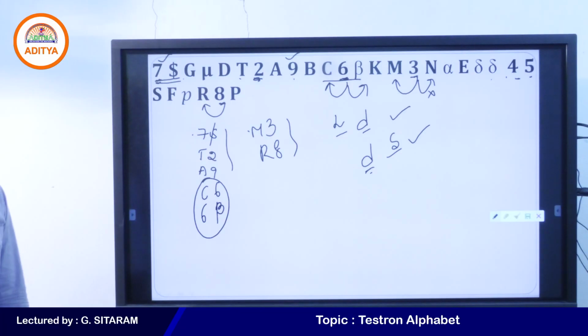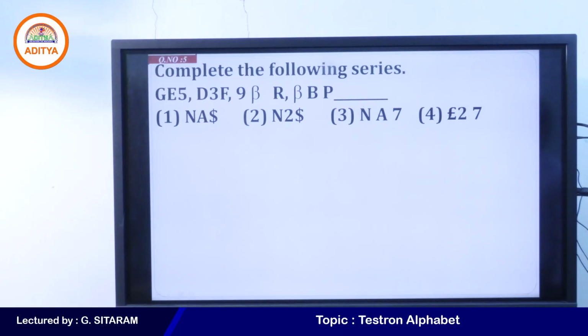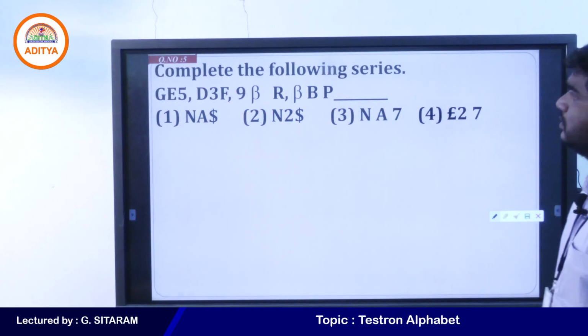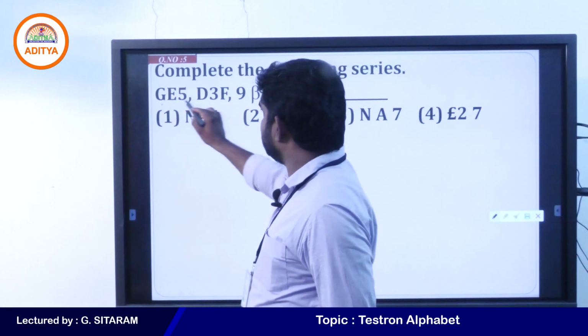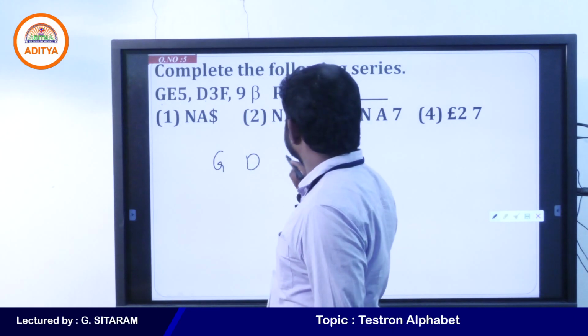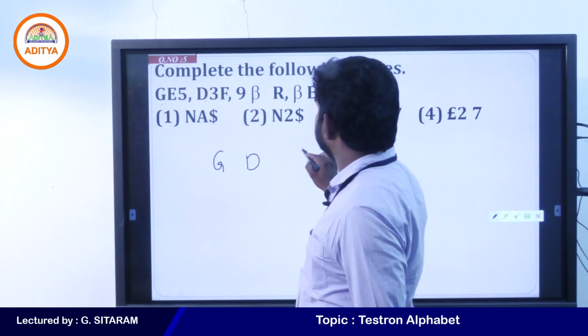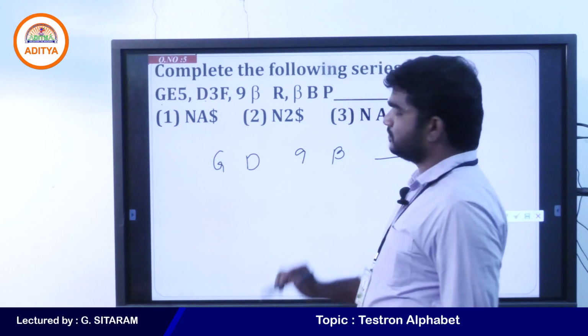Okay, shall I move to the next question? Then the last question. Complete the following series. Here one gap is given. G then D, G then D, then 9, then beta, then gap is there.